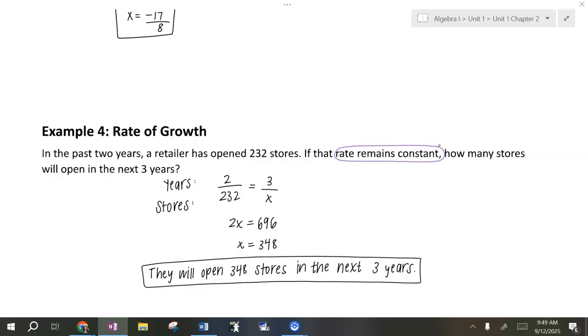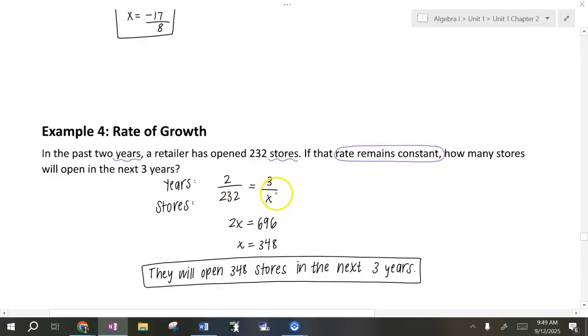The thing you have to remember is to label what's going on top, what's going on the bottom. Because if you mix this up, then you're going to get it wrong. So I decided I'm going to put the years on top and the number of stores on the bottom. So my first one I know, in 2 years, they opened 232 stores. That's coming from sentence 1. But then in the question, it's saying how many stores will open in the next 3 years. So since the 3 is the years, I know that belongs on top. By labeling it, that's going to help you remember where to put each number.